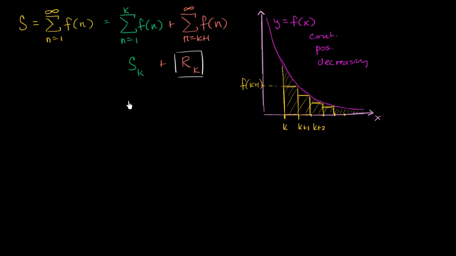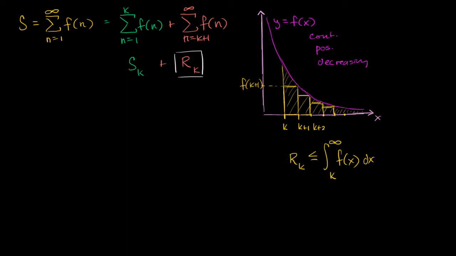So one way to think about it is that our r sub k is less than or equal to, it's an underestimate for the area between x equals k and infinity of f of x dx. So that essentially puts an upper bound. That puts an upper bound on s.